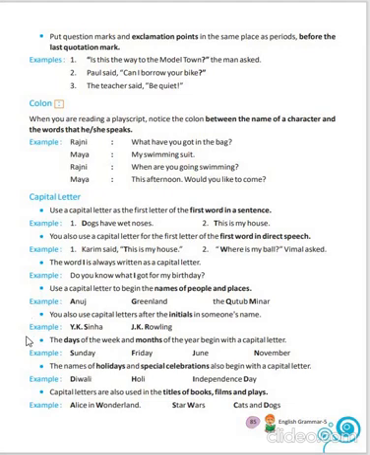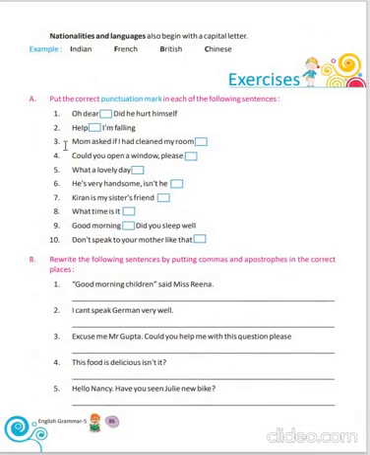Days of the week and months are also written with a capital letter. Special holidays and special celebrations are also written with a capital letter. Capital letters are also used in the titles of books, films, and plays. Nationalities and languages also begin with a capital letter. So, these are all the punctuation marks that we should put correctly.